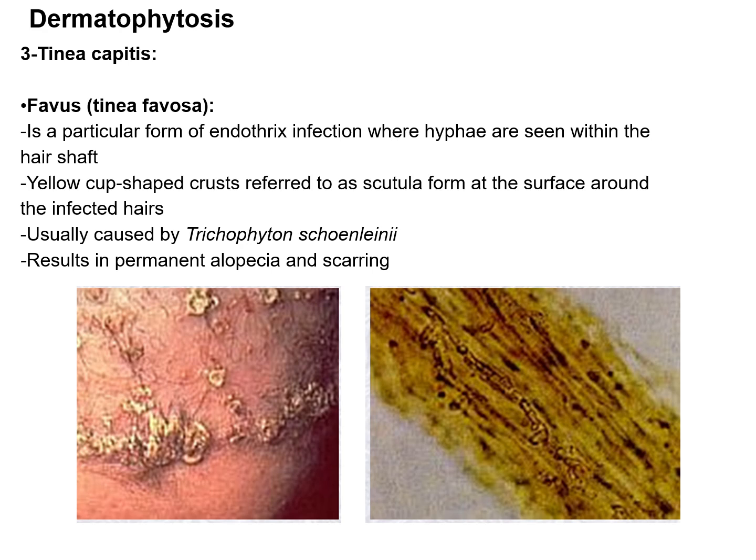As for favus or tinea favosa, this is caused by an agent that is Trichophyton schoenleinii. This agent is an anthropophilic agent. This is a specific type of endothrix infection. Instead of seeing arthrospores within the hair shaft, though, what you see are these channels, these hyphae, actually. So these channels are hyphae. They are seen within the hair shaft.